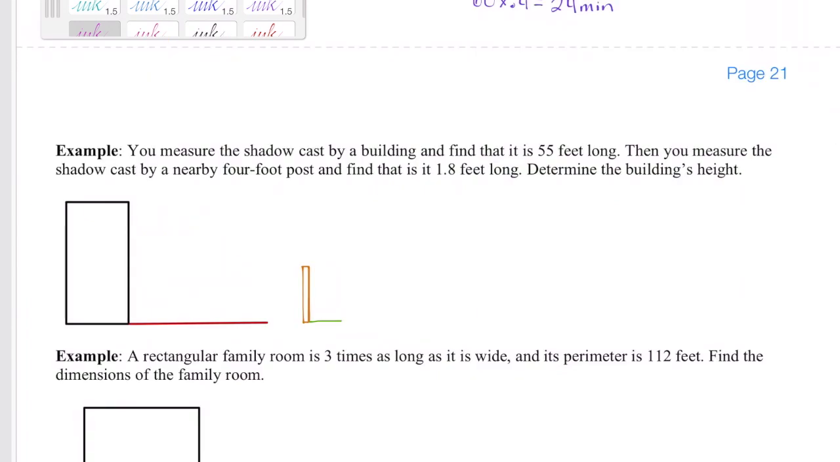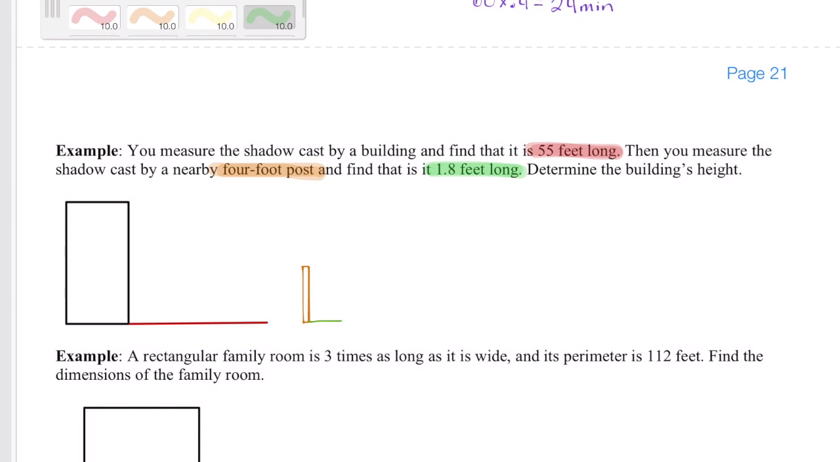The next one, I've already kind of drawn this up. I'm a visual person, so I have to see what's happening. You measure the shadow cast by a building and find that it is 55 feet long. I did find out that I can do this with my iPad using the Measure app, so that's pretty cool. When you measure the shadow cast by a nearby 4-foot post, so we know our post is 4 feet, we find that the shadow is 1.8 feet long. We want to use this to figure out the building's height.